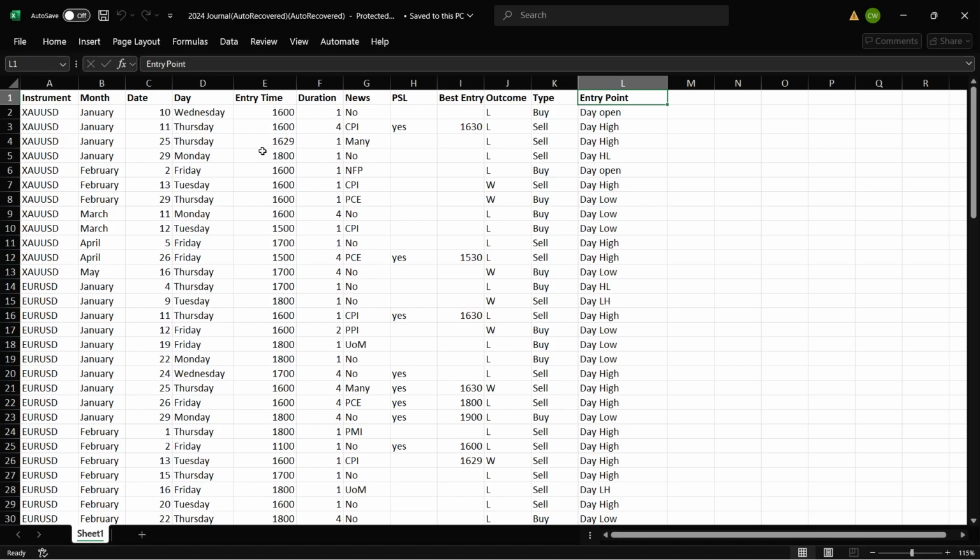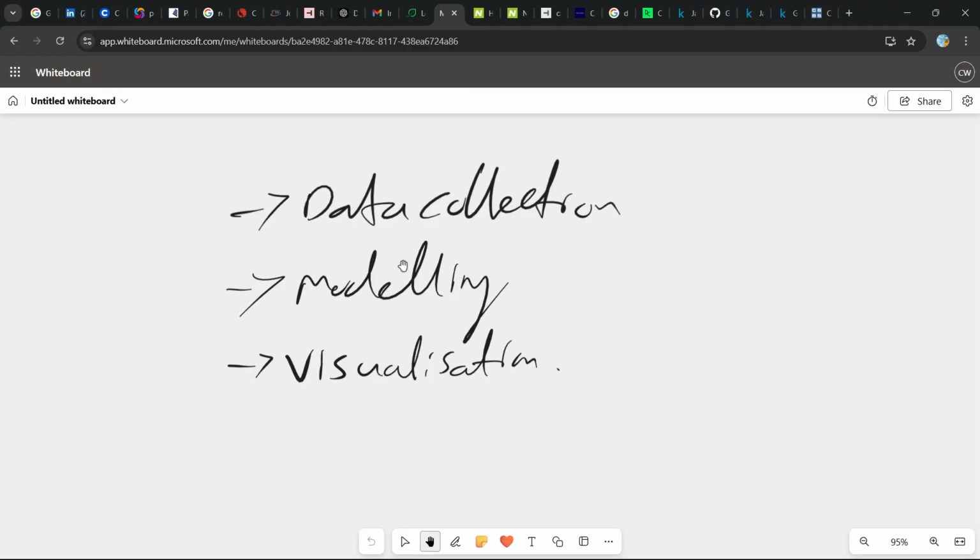And you need to find a way to make sure all the important data about the market at that time, or about your trade at that time, is somehow quantitatively described in the Excel spreadsheet, because this is what's going to be useful when it comes to data modeling and data visualization. All right. So in this series, we'll be doing these three major things: data collection, modeling, and visualization.